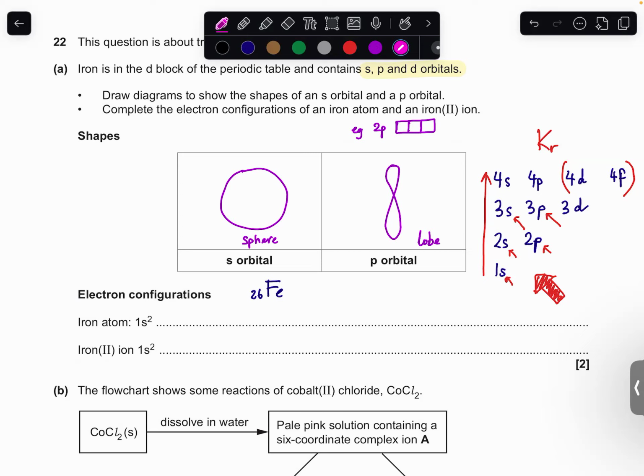This is where it gets very interesting. Students make the mistake that they think it's 3d filling after. No, it's not. The 4s fills before the 3d, and the reason for that is because the 4s is at a lower energy level. That's why the 4s fills before. We can write that down.